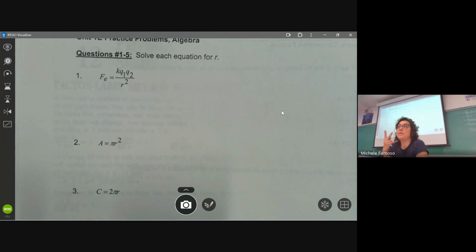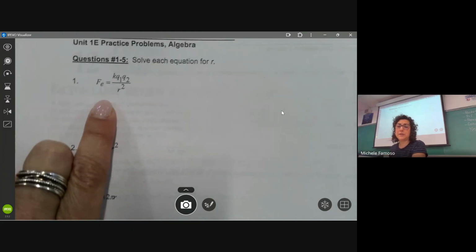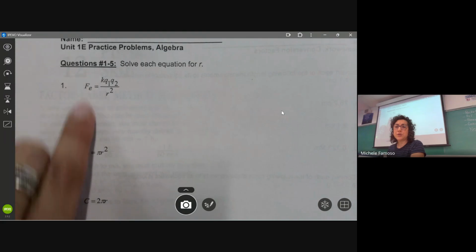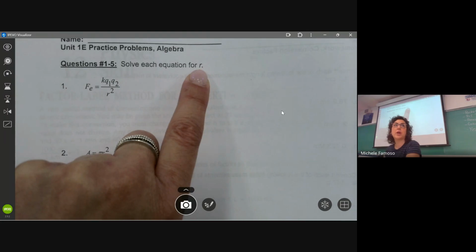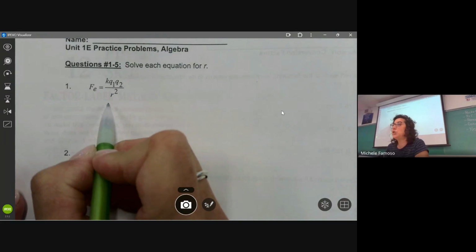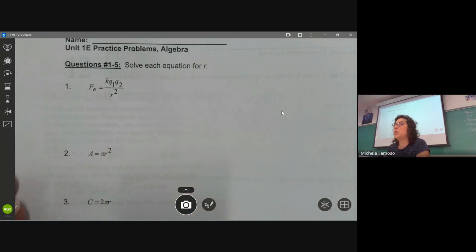I'm going to do 2 of them with you now, and then I'm going to ask you to try the others, pair up, and try it with someone else to make sure you can get them. All right, and then we'll check your work. The first one I want to do with you is number 1. Questions 1 through 5 are asking you to solve all of these variables for the lowercase r that you see in the equation. I'm choosing to do number 1 with you because it shows the r in a different position than what we're used to.